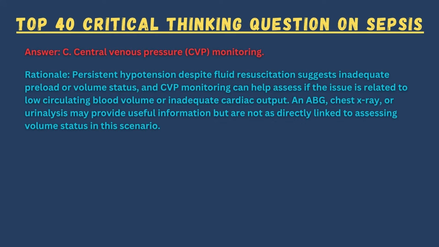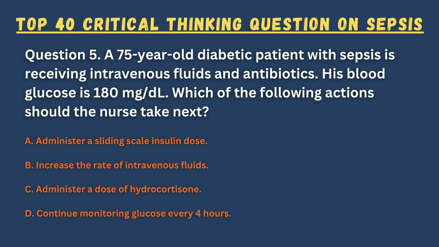An ABG, chest X-ray, or urinalysis may provide useful information, but are not as directly linked to assessing volume status in this scenario. Question 5. A 75-year-old diabetic patient with sepsis is receiving intravenous fluids and antibiotics. His blood glucose is 180 milligrams per deciliter. Which of the following actions should the nurse take next?